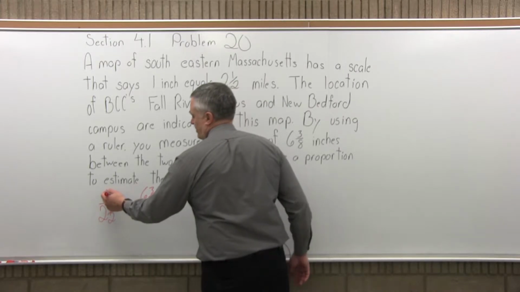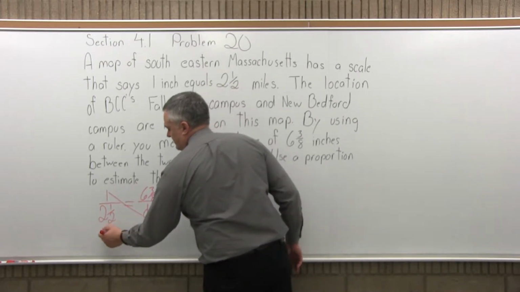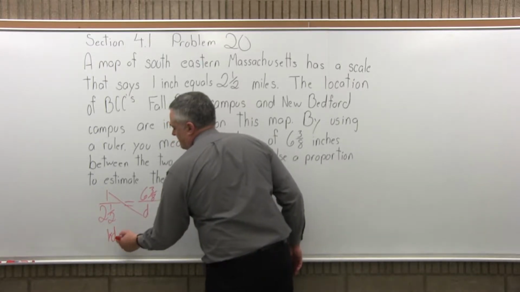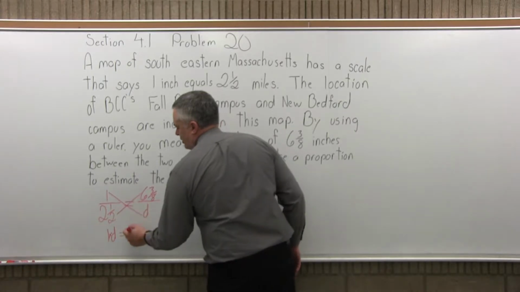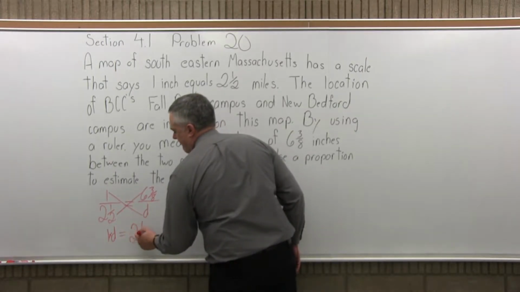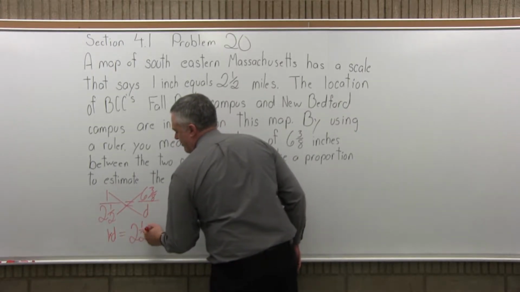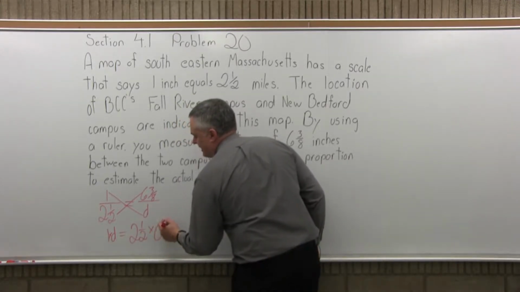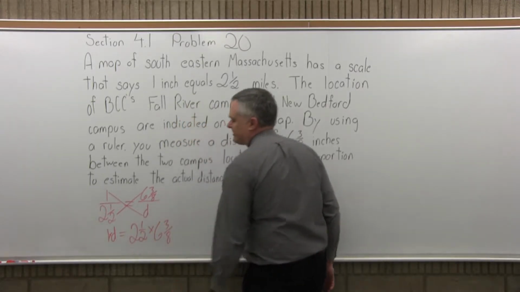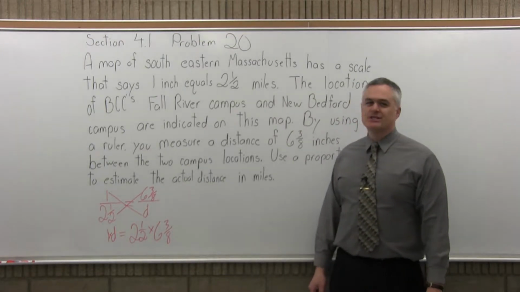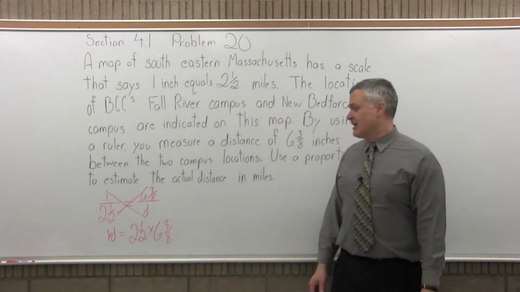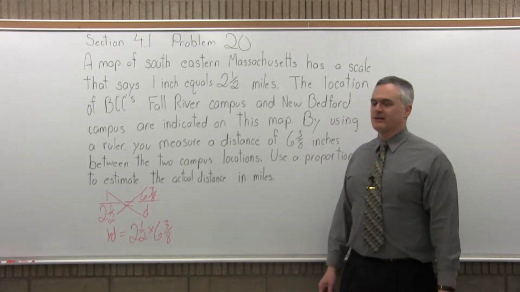So in one direction, I'll have 1 times D, which is just D, equals, doing the other direction, 2.5 times 6 3/8. So if these were whole numbers, I'd be all set. But because they're fractions, I have to remember back to a previous section. How can I multiply fractions like that?